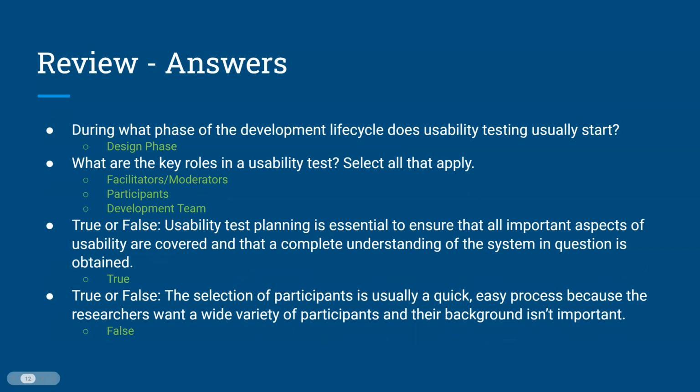Now for the answers for those, the first one, the answer was design phase. As we talked about, usability testing generally starts early on during the design phase and continues throughout the design phase. The key roles in a usability test from this list were facilitators and moderators, participants, and the development team. As far as the first true or false question about the usability test planning, it was true, and the second one about the selection of participants being quick and easy was false.